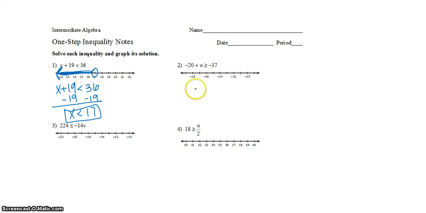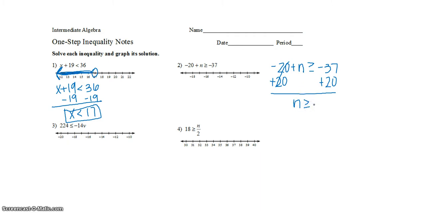On number 2, I have negative 20 plus n is greater than or equal to negative 37. I want to undo this negative 20, so I'm going to add 20. Just like with equations, if you do it to one side, you have to do it to the other. Negative 20 plus 20 cancels. I have n, don't change my sign, is greater than or equal to, and this is going to be negative 17.